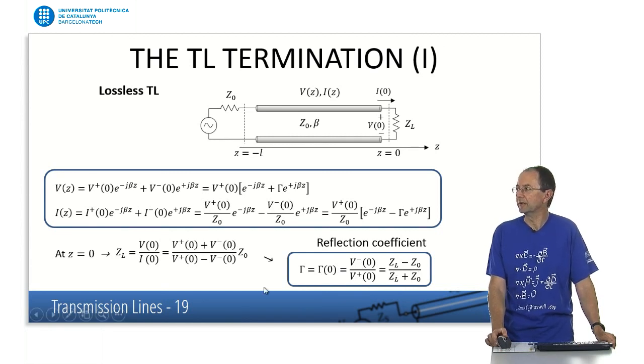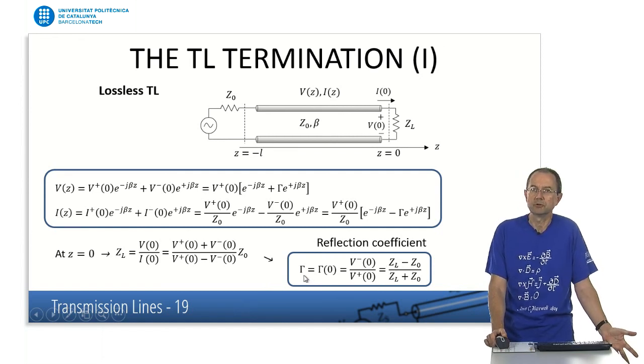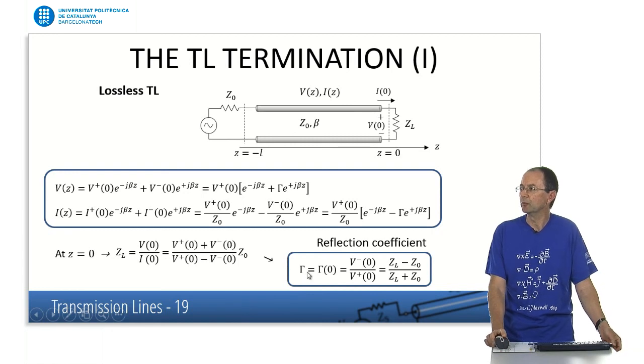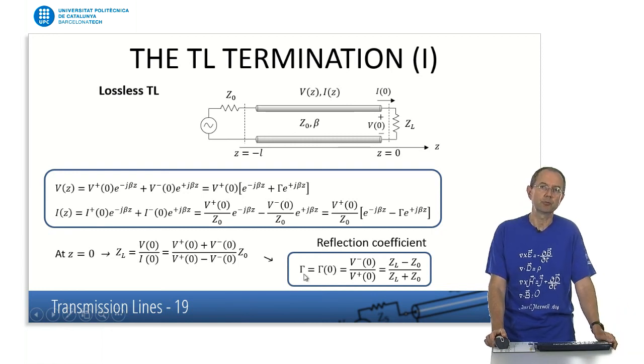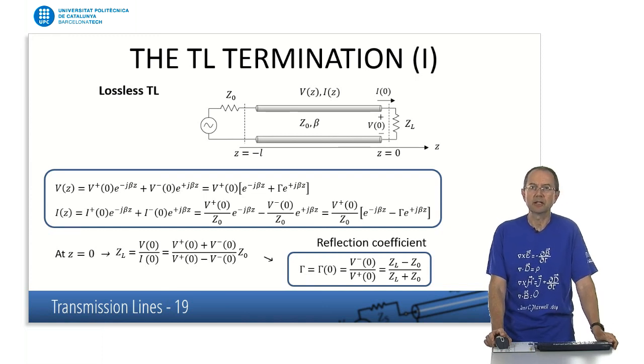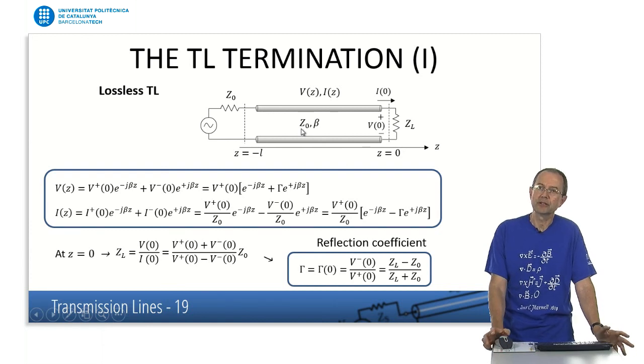In such a way, if the termination is equal to Z0, then the reflection will be 0. There won't be a reflection in the transmission line. And if the termination impedance is very different from Z0, then we will have a certain reflection coefficient that will be as important as the difference between the impedance of the line and the termination. In other words, if we want to maximize the transfer of power, we have to make the load impedance as close as possible to the characteristic impedance of the line. Otherwise, we will have a reflection.